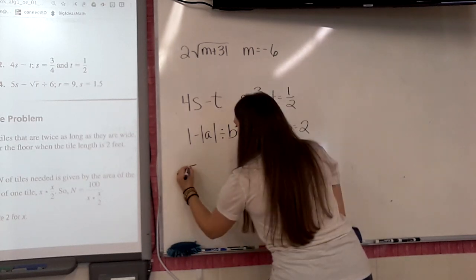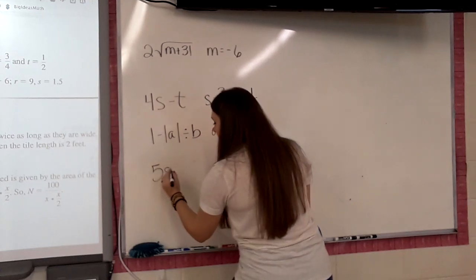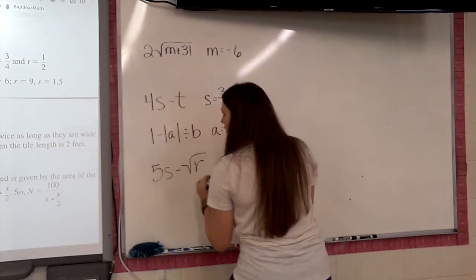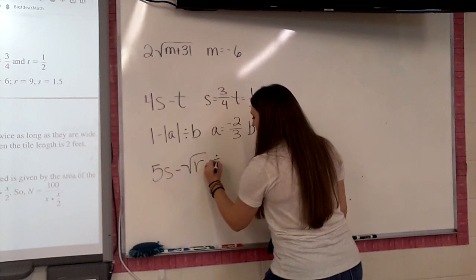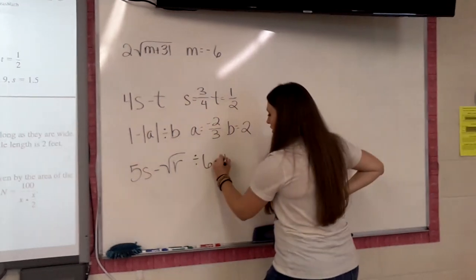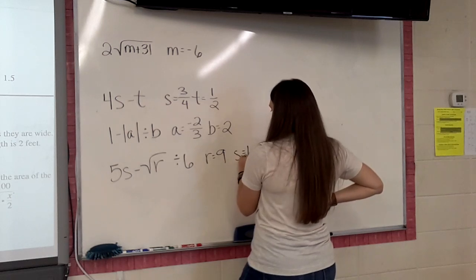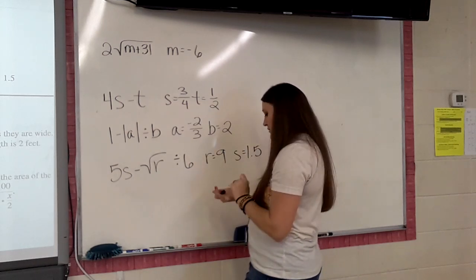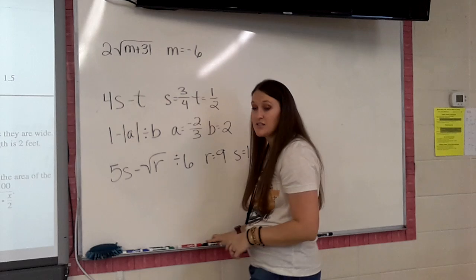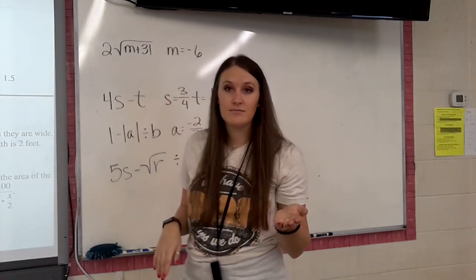Last problem, it gets harder. 5s minus the square root of r divided by 6. R is 9. S is 1.5. Remember, plug your numbers in first. Double check in your calculator. You got this.